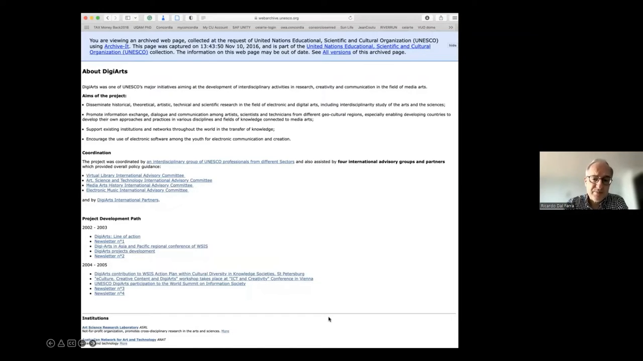But still, my main point here is how all this major effort has been in big part lost, because if you try to find the information, it's not easy at all because of this situation with the archive web pages. So I decided to take some screenshots and try to show a little bit what the situation was.